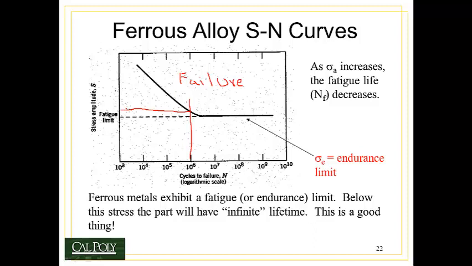Now, ferrous metals like steel have a special property called the endurance limit. The endurance limit is the stress at which, as long as I'm below that stress, I have infinite life. So down here, we are in an infinite life regime. No matter how many cycles I put on the material, as long as I stay below that stress, I won't fail. And the reason for that is that below that stress, cracks are unable to grow.